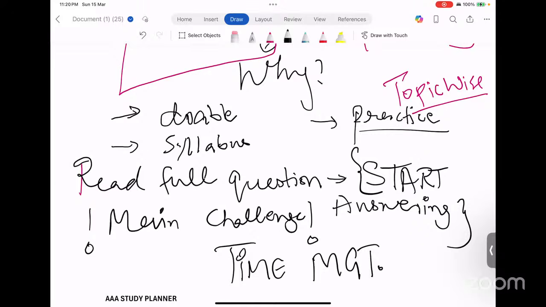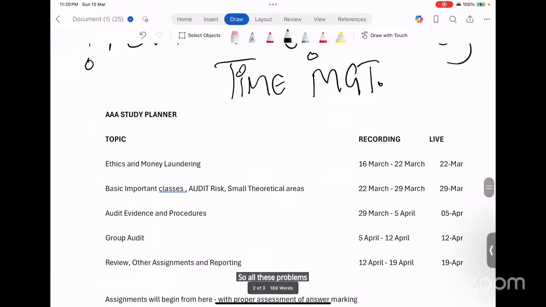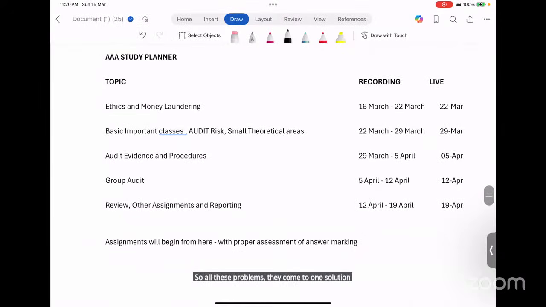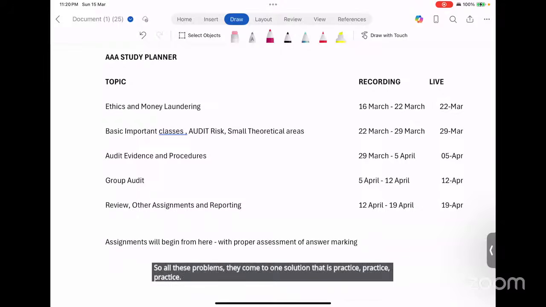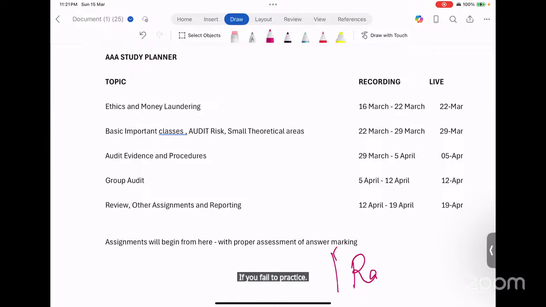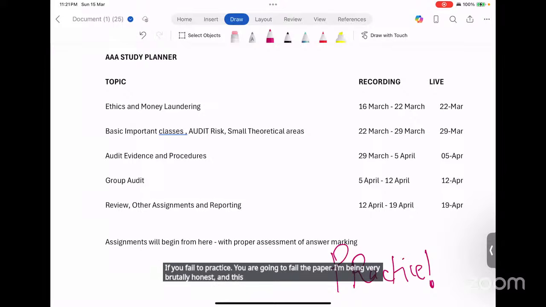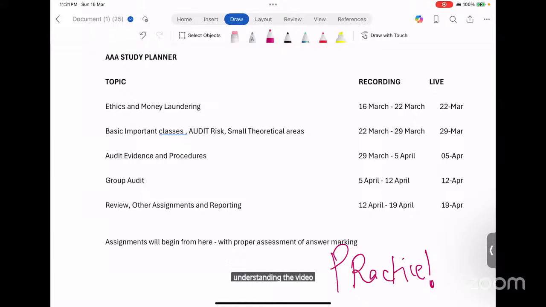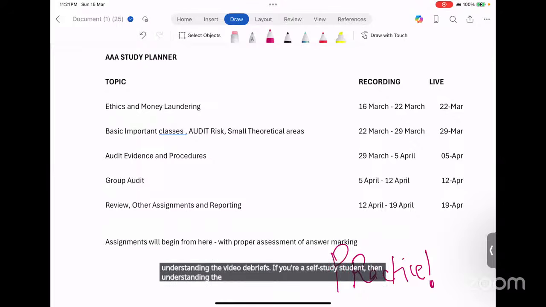So all these problems come to one solution, that is practice, practice, practice. If you fail to practice, you are going to fail the paper. I'm being very brutally honest. And this practice has to be typed practice, and a combination of understanding the video debriefs. If you're a self-study student, then understanding the answers at the back of the kit.